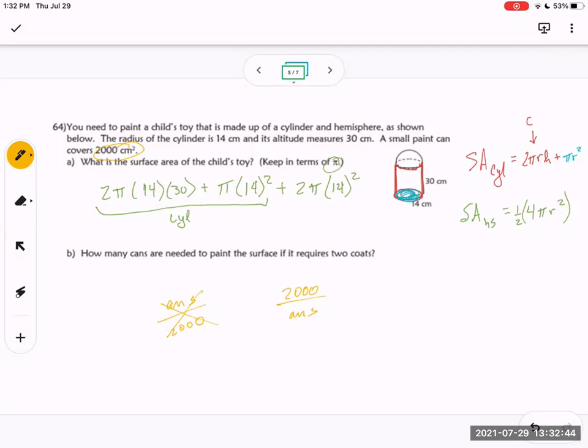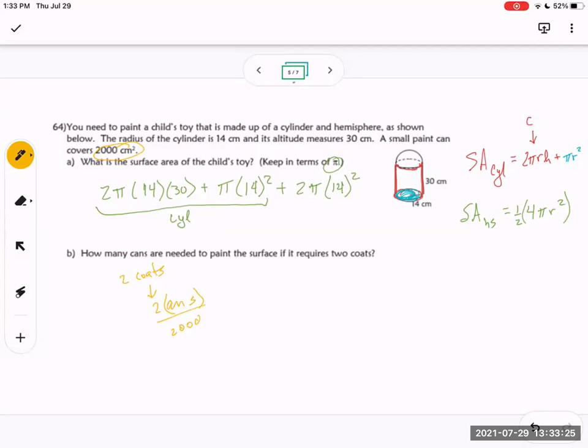Sorry, I'm thinking through it. If that answer was 1000, then you would need 2 paint cans, right? Oh, I'm sorry. It says you need 2 coats of it. So we're going to have to multiply the answer by 2. Whatever that answer is, because we're doing 2 coats, you're going to multiply that by 2. So let's say the answer was 500. Times 2 would be 1000. So 1000 divided by 2000, you would only use half of the can, and you wouldn't need any more cans.